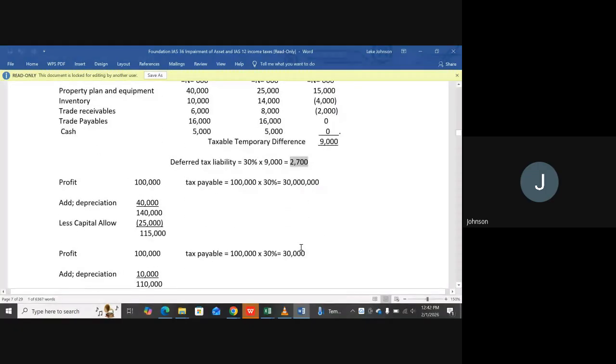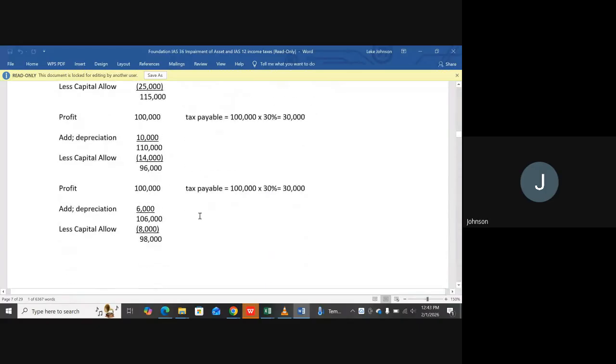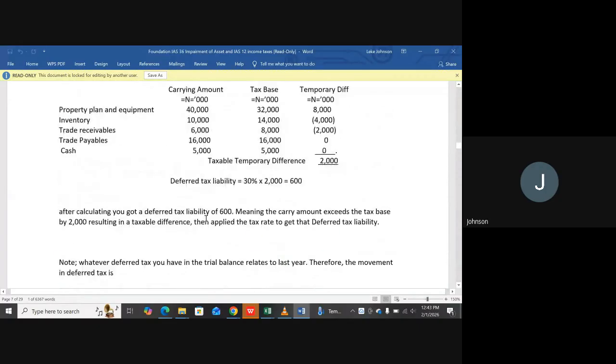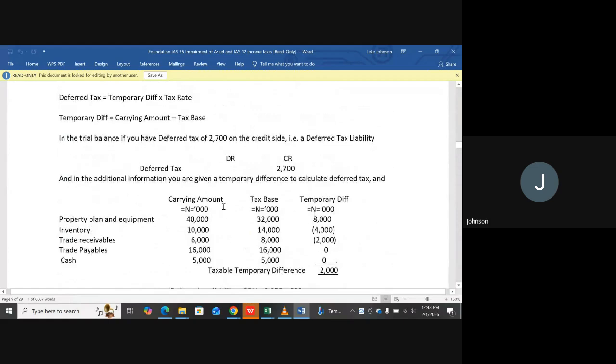Already this year we are done with the tax we want to pay. So this is what comes to the next year. So we come to this place where we have here. Since last year we had a deferred tax liability of 2.7, that is what we have here. Because it's a liability, it is going to be on the credit side, okay? Liability is going to be on the credit side.